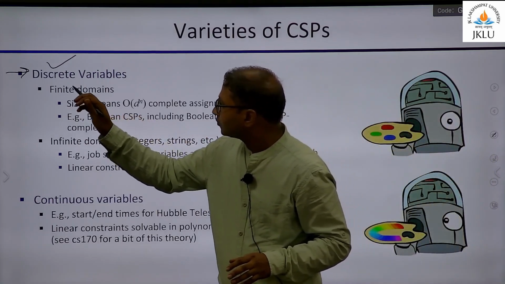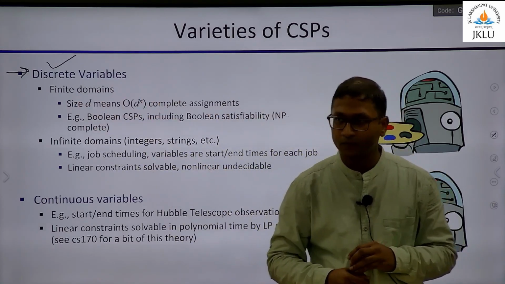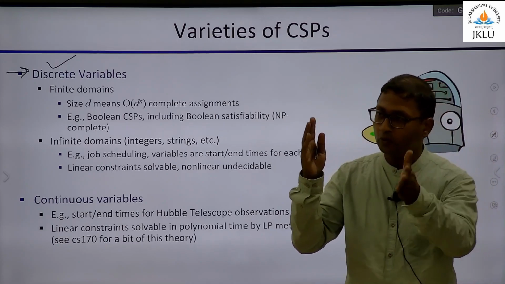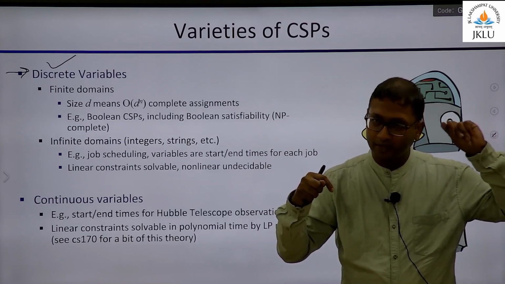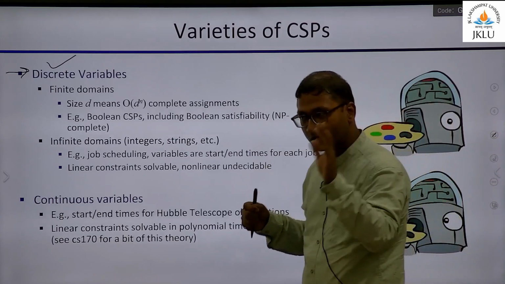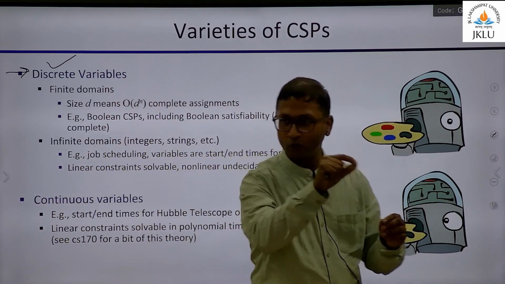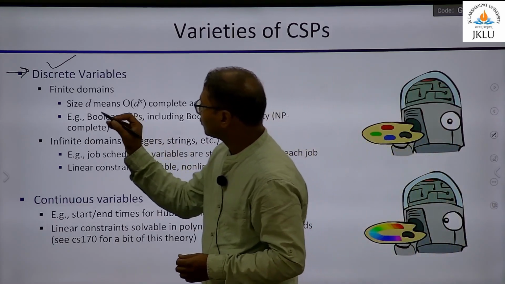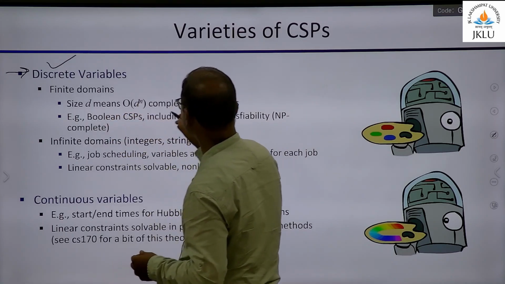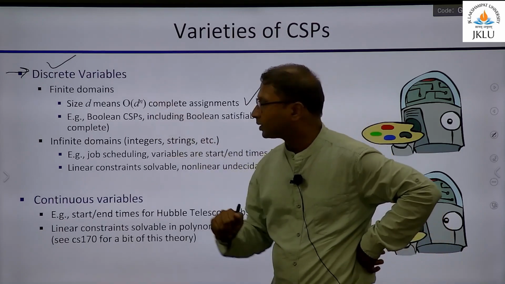Finite domains. What does it mean, finite domains? Domain was red, blue, green, finite. In case of n queens, domain was 0, 1, finite. In case of Sudoku, domain was 1 to 9, finite. Okay? Finite domain size D means order D to the n complete assignments.